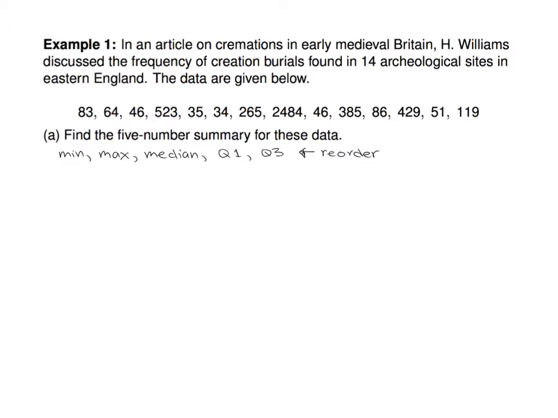So 14 numbers. The smallest number on the list is 34, then 35. The next biggest one is 46, and there's 46 twice, actually, so list that twice. And then 51. And then 64. Then 83, 86. Okay, then we have 119.